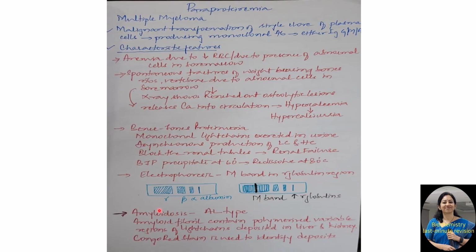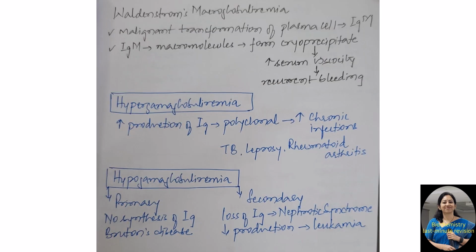Apart from that, there occurs amyloid deposition in the liver and kidney, and these deposits are made up of variable regions of light chains of immunoglobulin, and this is known as AL type. A special stain called Congo red stain is used to identify this amyloid deposit. Coming to other paraproteinemias, multiple myeloma is a paraproteinemia.